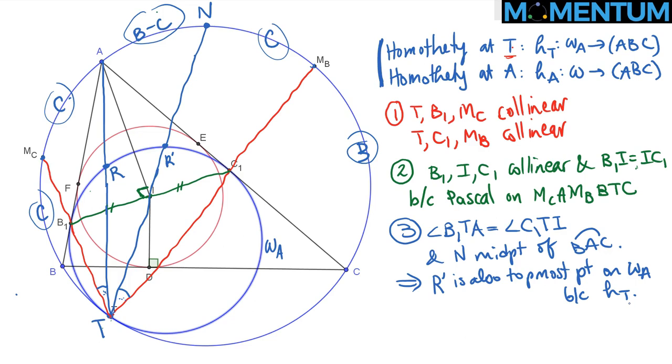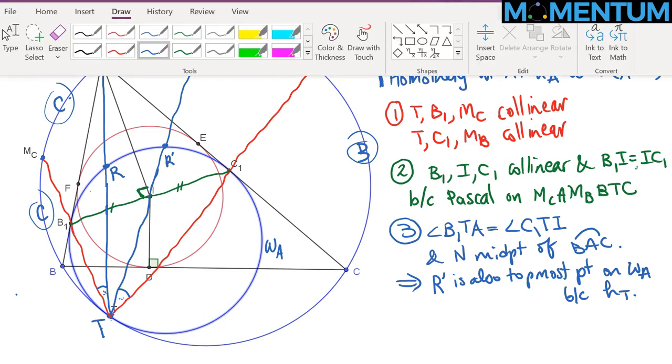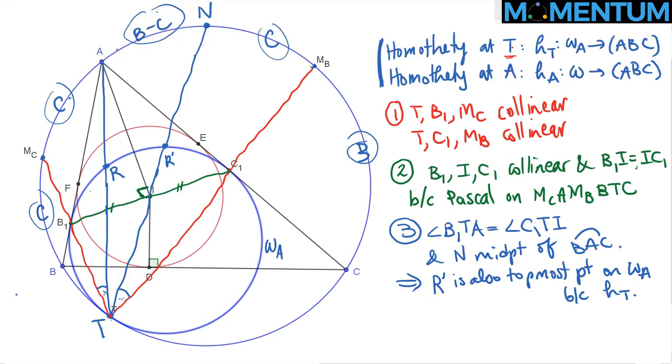And I think I have just one more result to show, and then we should be good. It is the fact that if I extend AR prime, notice that R prime was the topmost point of the mixtilinear incircle. Due to homothety centered at A this time, AR prime will go through the topmost point of the incircle. So if you will, DD prime is the diameter of the incircle. And moreover, so that's result 4.